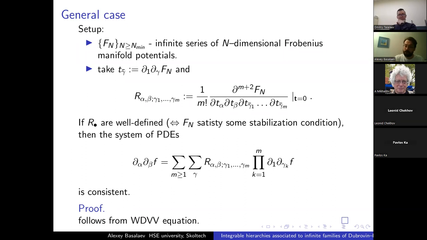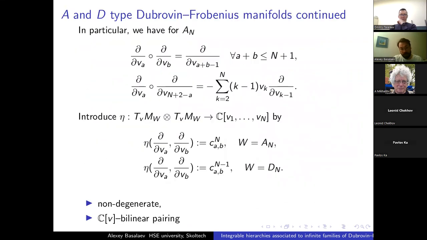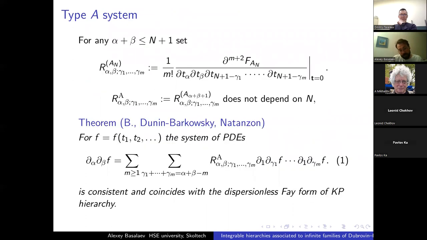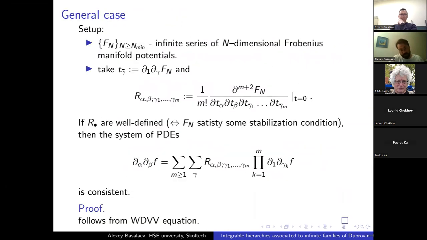Because recall, for A and D Dubrovin-Frobenius manifolds, we have introduced the product from the very beginning so that it was associative. And after that, we claimed that there is a function f that integrates this product. So the property of being associative for a product written in such a way is actually a huge but finite system of partial derivatives. The solution of this system, the so-called WDV equation, exists for every Dubrovin-Frobenius manifold. And our theorem says that this is all you need in order for such a system of PDEs to be consistent.